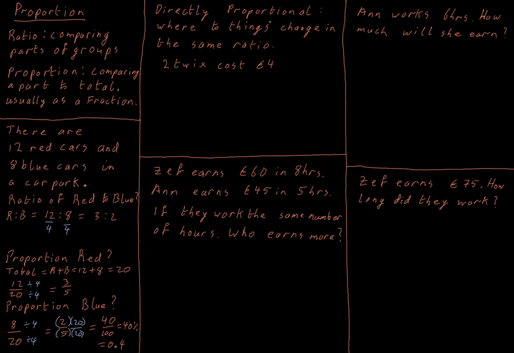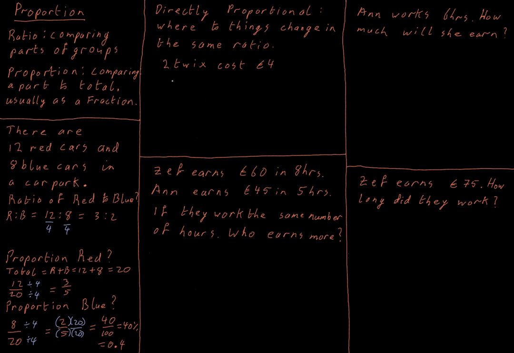Now, what does directly proportional mean? Directly proportional is the situation we've actually been dealing with for lots of our ratios so far. It's just where the ratio of things is the same all the time. So as things change, they change in the same ratio.